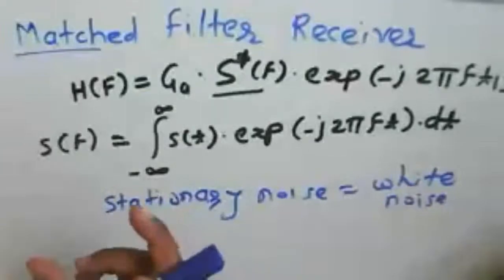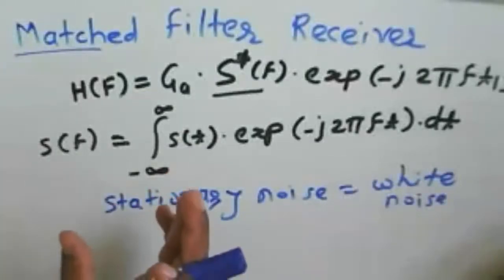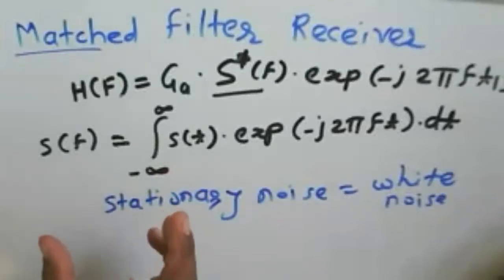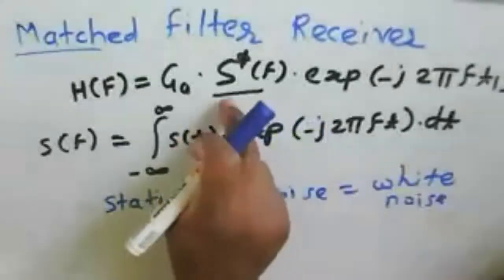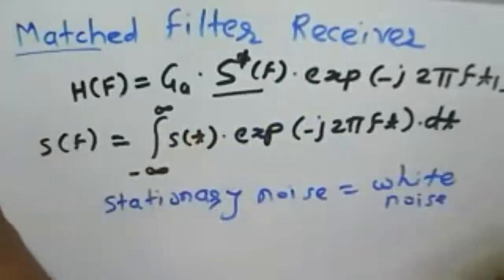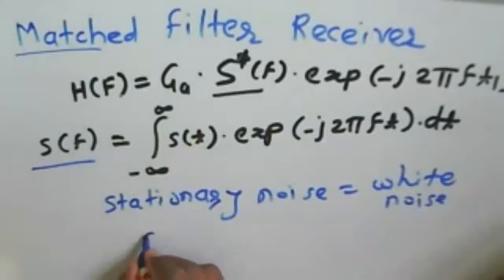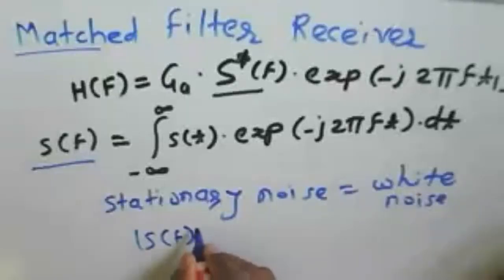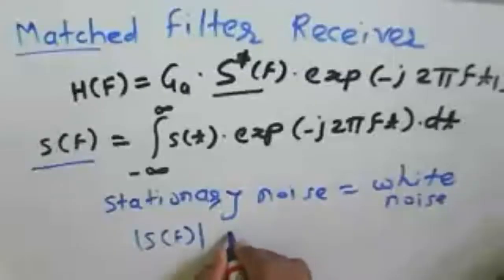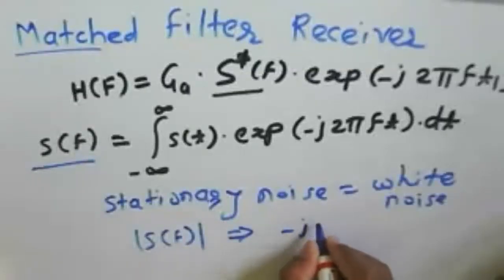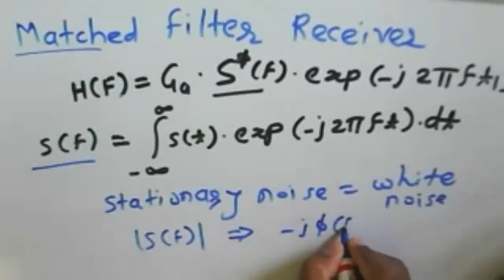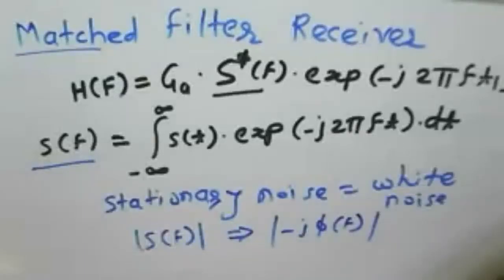So in that case, we need to know about the frequency spectrum of the received signal. What will be the amplitude of the frequency spectrum of the signal? We can define S of f, and in terms of the amplitude, the magnitude of S of f. And the phase spectrum we can define in terms of e to the power minus j phi of f. This one is about the magnitude and this one is about the phase spectrum.